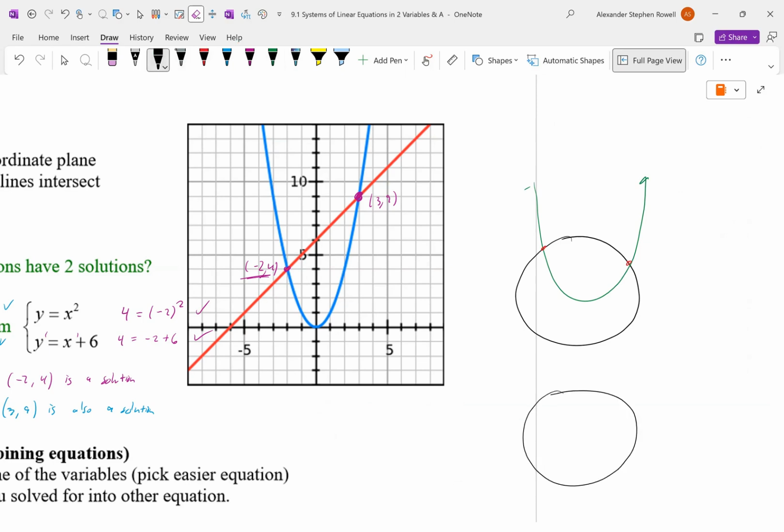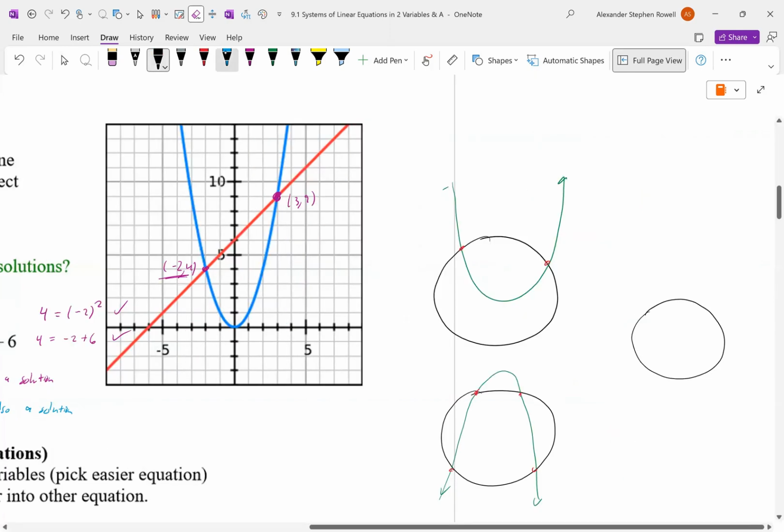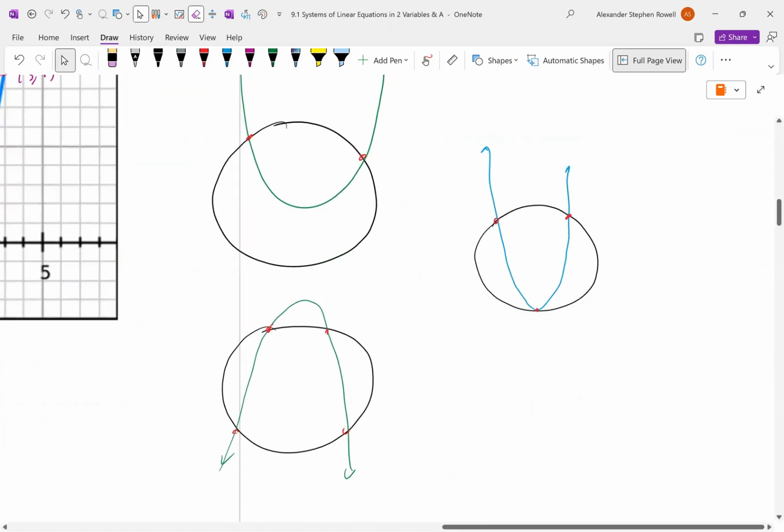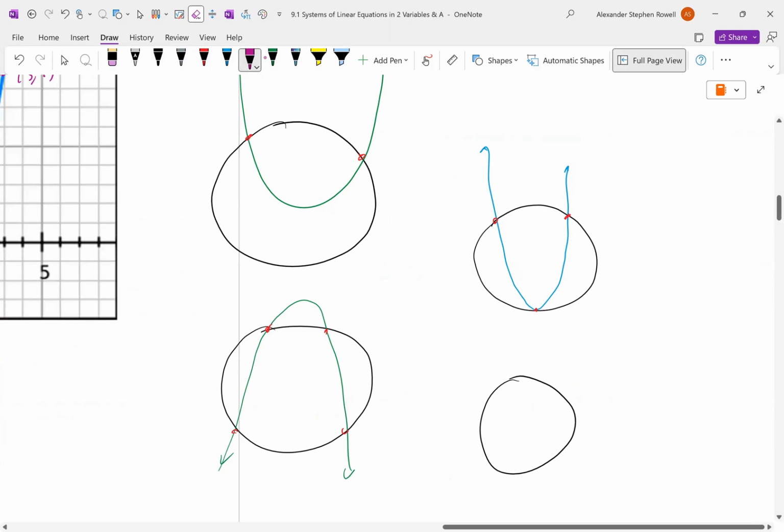4? Sure, a parabola and a circle could intersect 4 times. 3? Yeah, if you want to get really crazy, they could. They could barely touch at the bottom, right? Could it intersect once? Once, if it just kisses at one point? Sure, why not? Then there's no solution, right? No solution. All right, is that all of them? 0, 1, 2, 3, 4. Yeah, that's good.